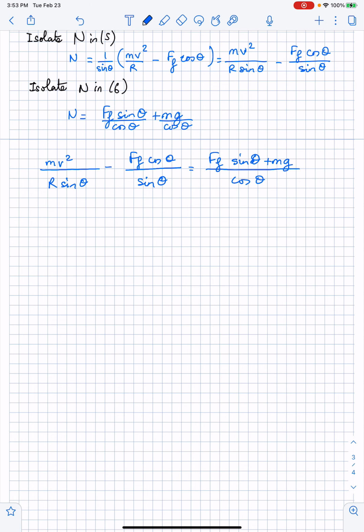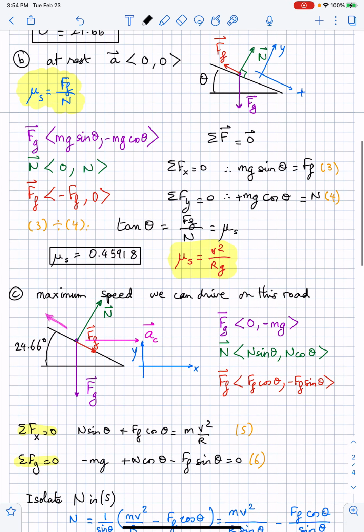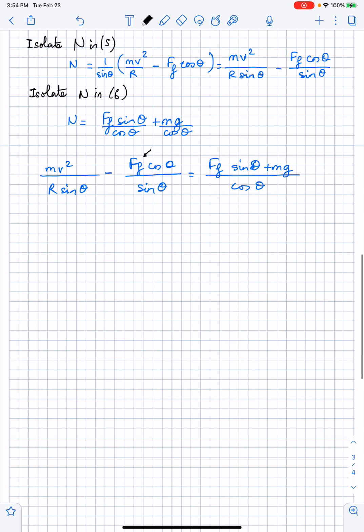Okay. Now, this here is FF, the force of friction, and we know that this is equal to, let's look back up here, mu times n, right? So we know that this is equal to mu times n.